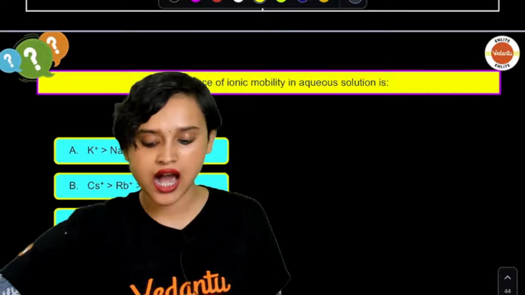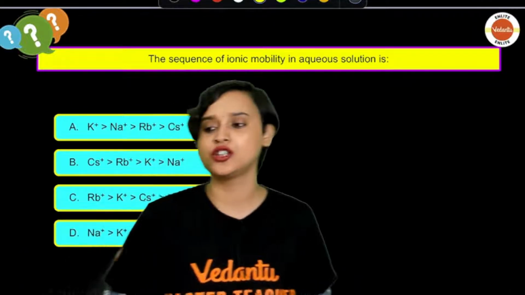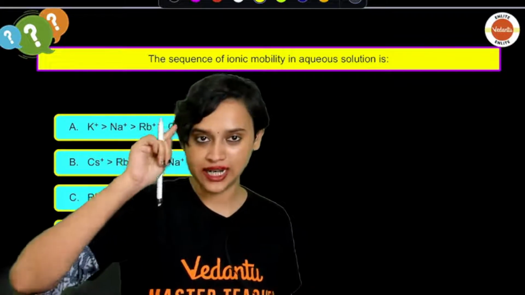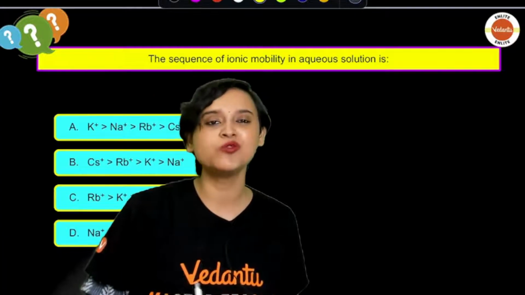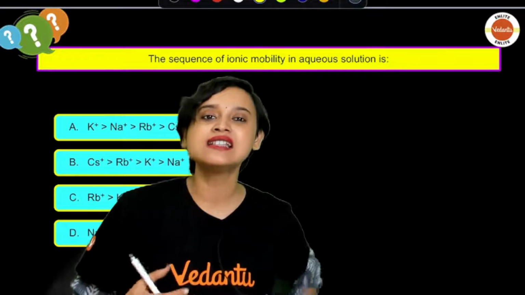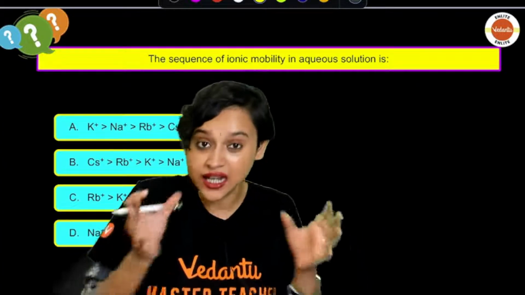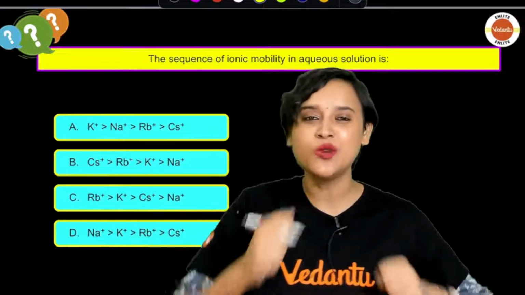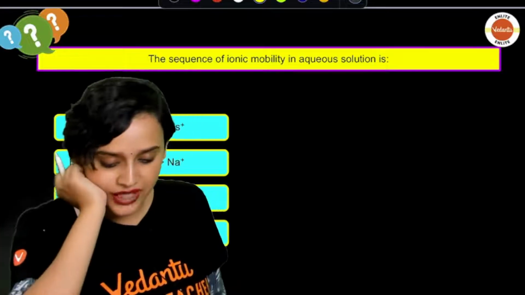The sequence of ionic mobility in aqueous solution is... Can somebody tell me what is the sequence of ionic mobility? Let me tell you that ionic mobility will increase as you go down the group. Why? Because lesser is the hydration enthalpy, meaning the water molecules are not holding on to the atom, so the mobility will increase. Now tell me what is the answer.